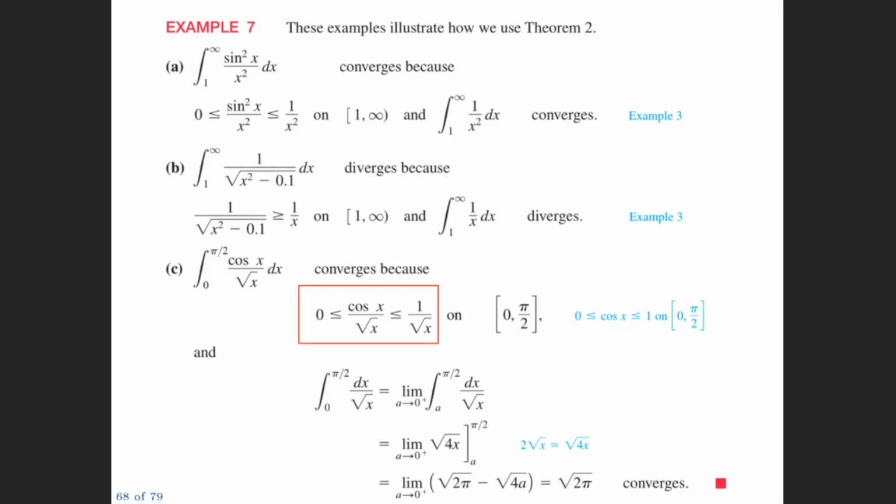And then finally, part C. The inequality here is that cos x over root x is smaller than 1 over root x. The integral of the bigger function converges. We can calculate this. So by the theorem, the integral of the smaller function also converges.